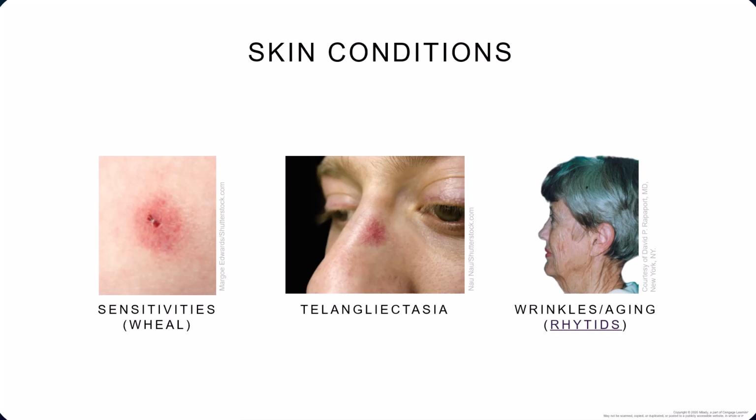Telangiectasia are visible broken or distended capillaries that are less than 0.5 millimeters in the skin due to intrinsic or extrinsic causes. So there's an example of telangiectasia in the middle of the screen there. Wrinkles due to aging skin are also called rhytids, and they are lines and damage from internal or external causes. So external would be something like the sun, internal would just be the natural aging process.